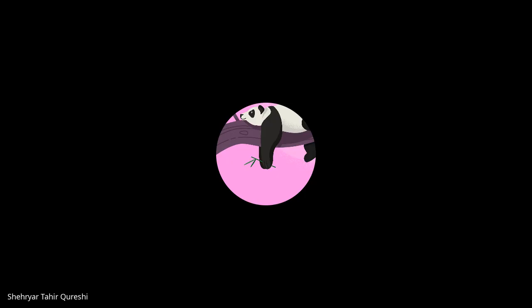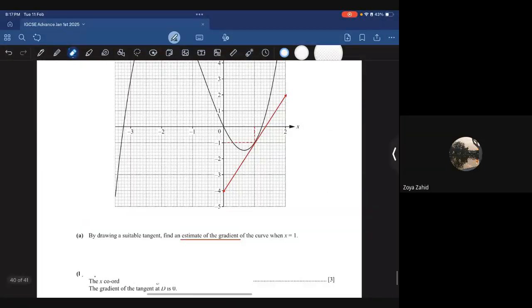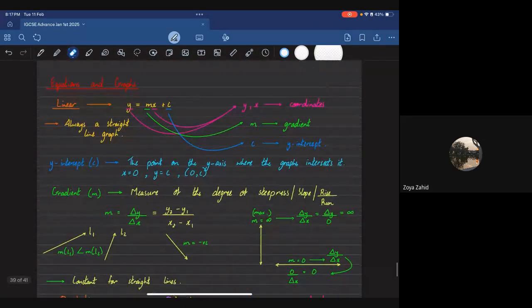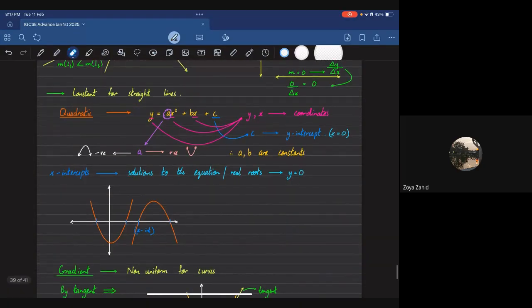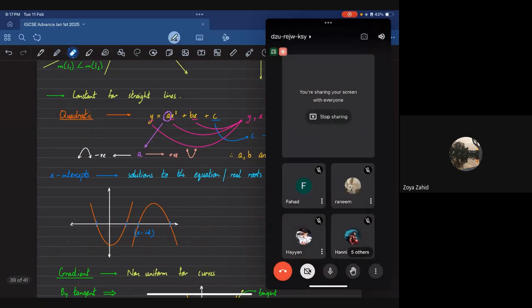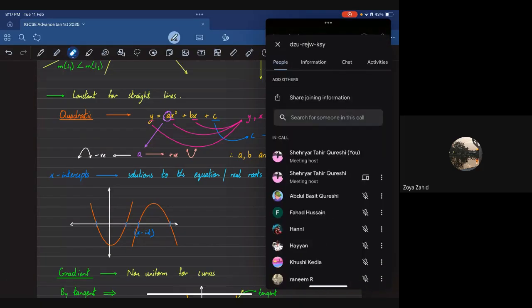All right, guys. Where were we the last time? We were going to do differentiation. All right, so let's begin with that today. In our last class, we saw linear equations and quadratic equations, how are they different from each other?